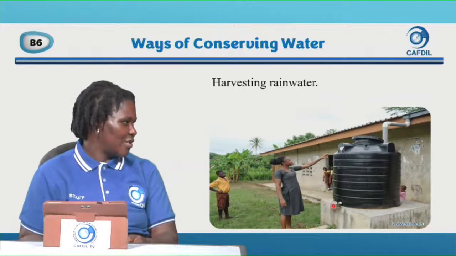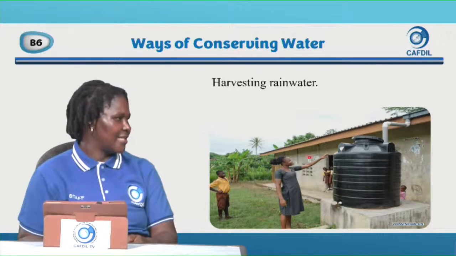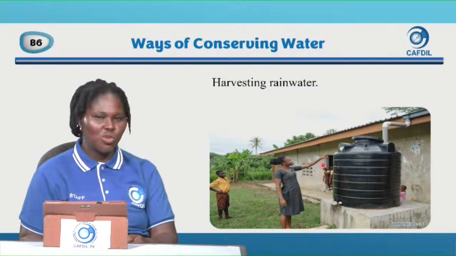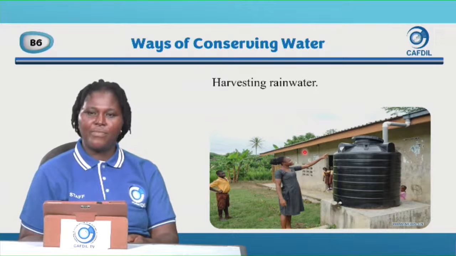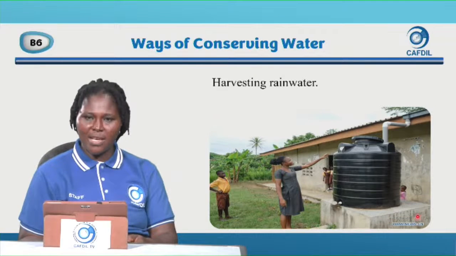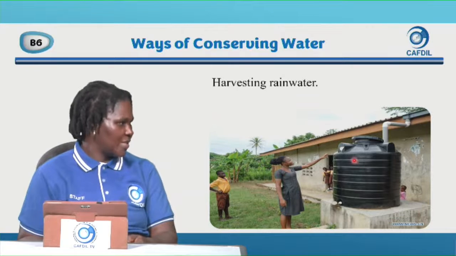harvesting rainwater. Let's look at the school children with their teacher. They have a polytank. When it rains, the water will pass through the pipe hole and get into the polytank, and they can use it to do other things. They can use it for so many things in the school without opening their tap. So this can also serve as water for their use.